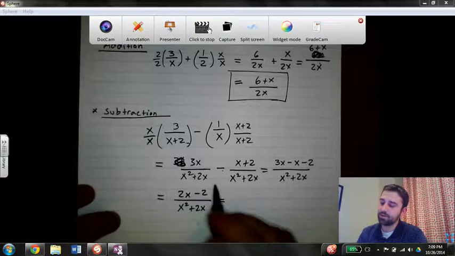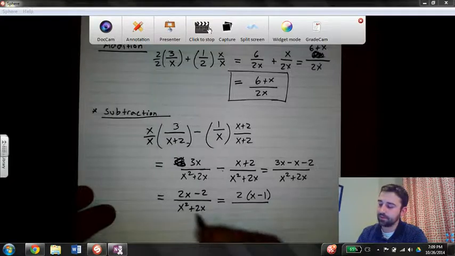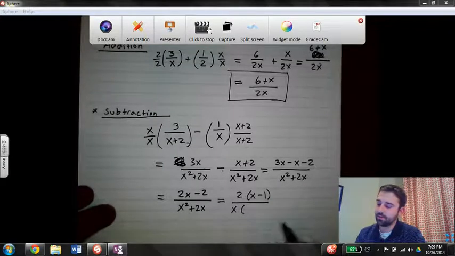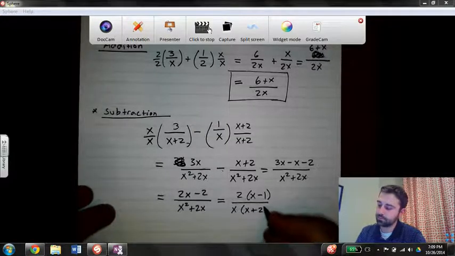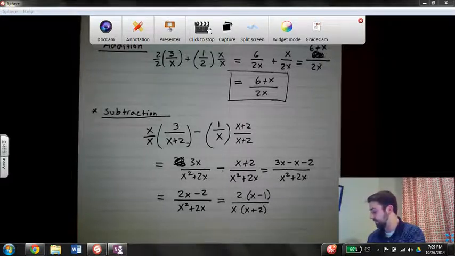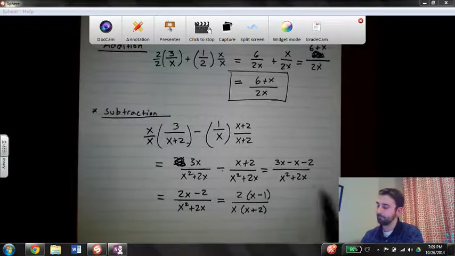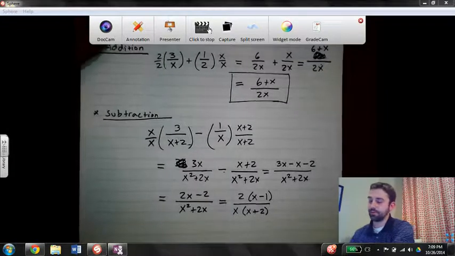I want to factor out a 2 in the numerator, and then factor out an x in the denominator. And I do this so that I can check to see if I can cancel any factors out and simplify further. In this case, I cannot. So, from here, let's move on to multiplication.